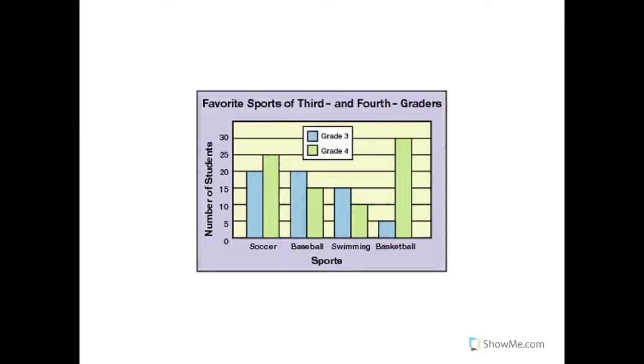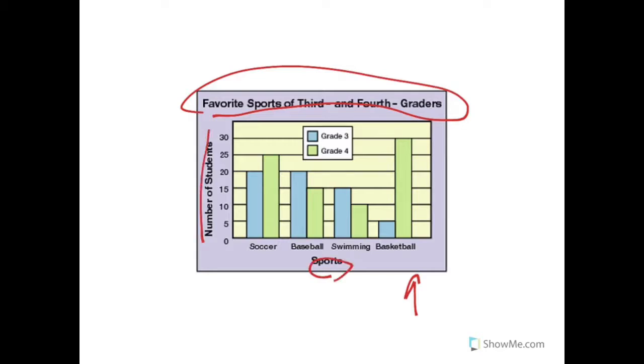Okay, this is an example of a double bar graph. It's still a bar graph. You still have the bars which show the data. You still have a title, which in this case is the favorite sports of 3rd and 4th graders. That's the title. You still have labels. These are the number of students. These are the sports that we're talking about. What makes this a double bar graph, obviously, is that there are 2 bars for each topic there. Okay, you see that grade 3 is in blue, grade 4 is in green.